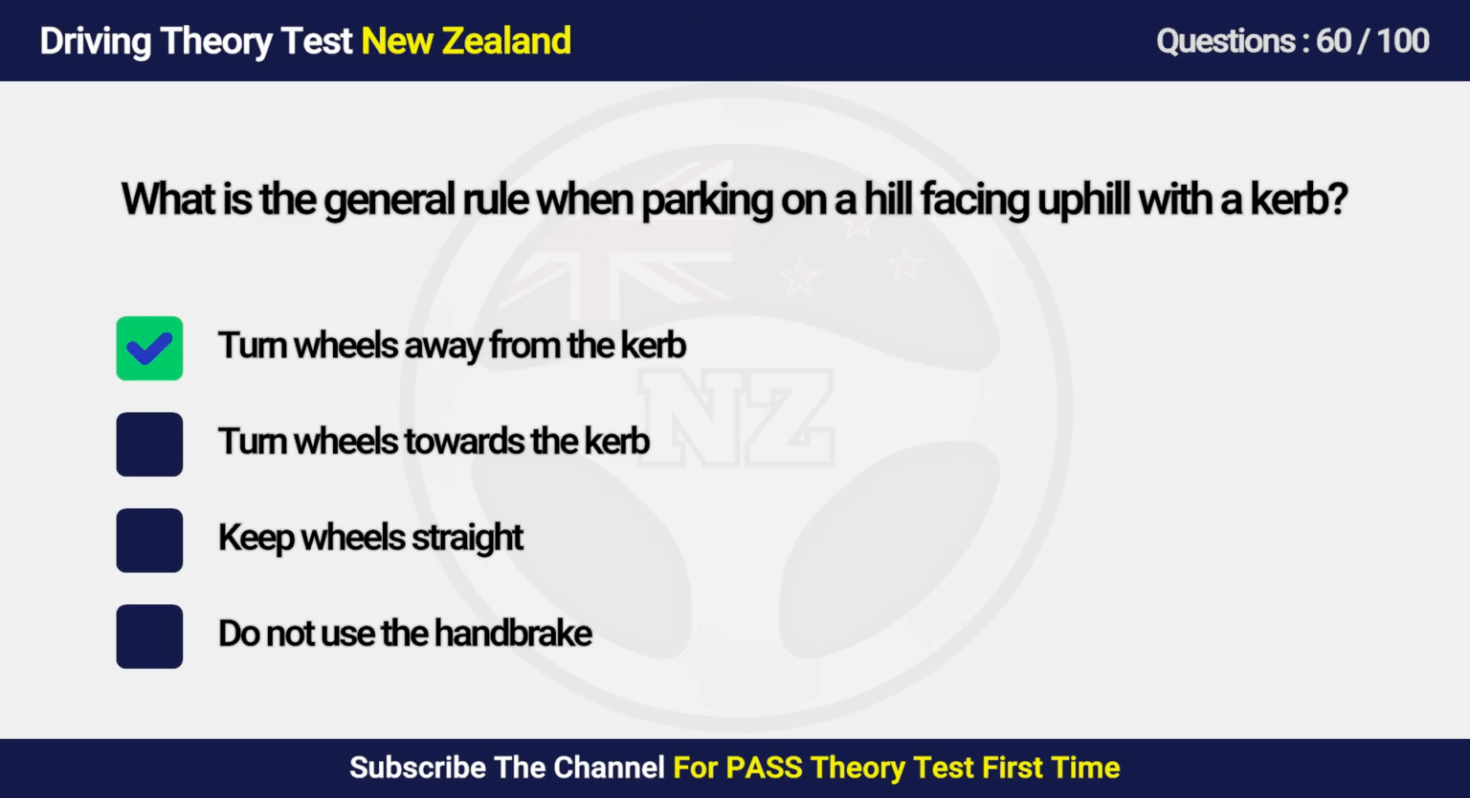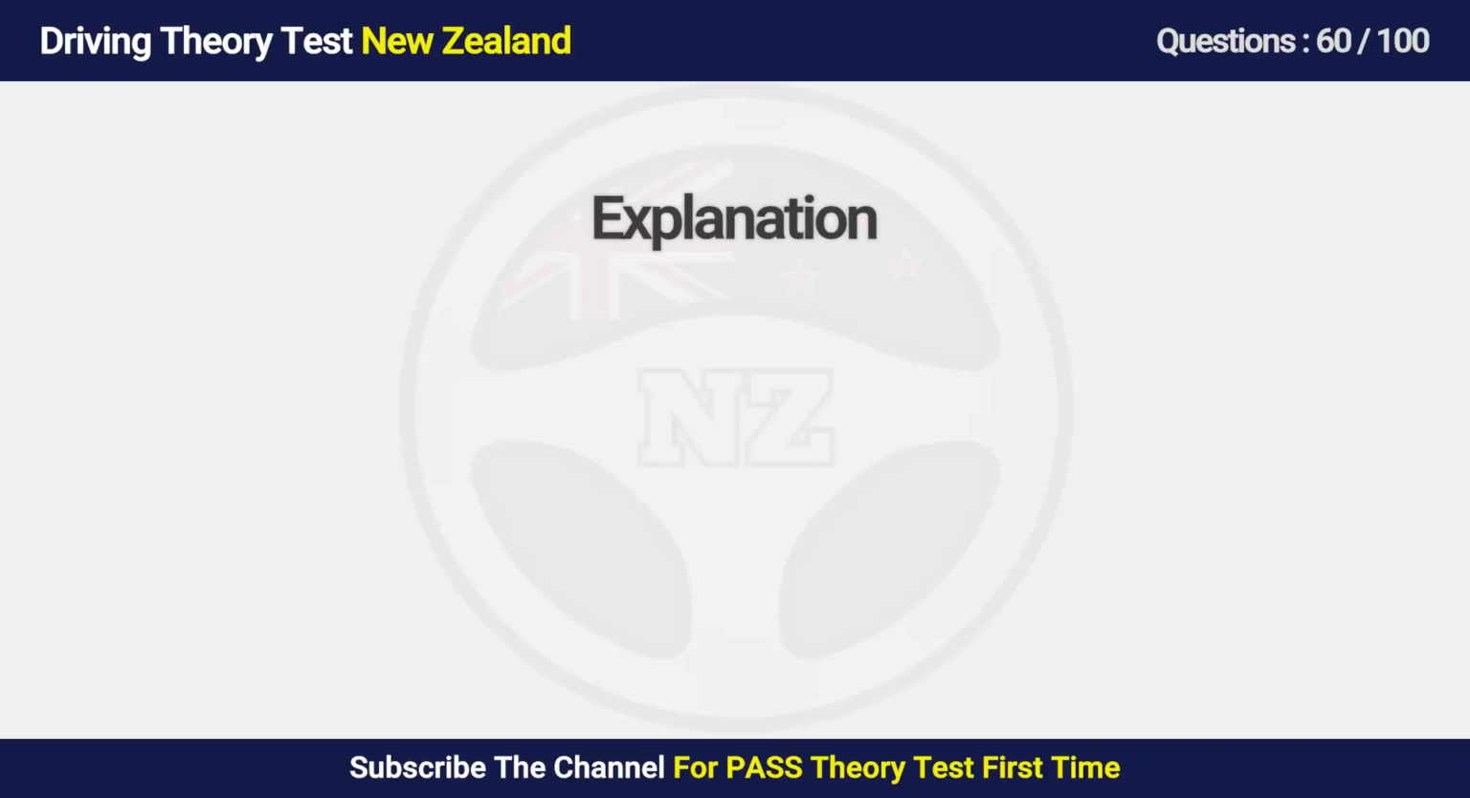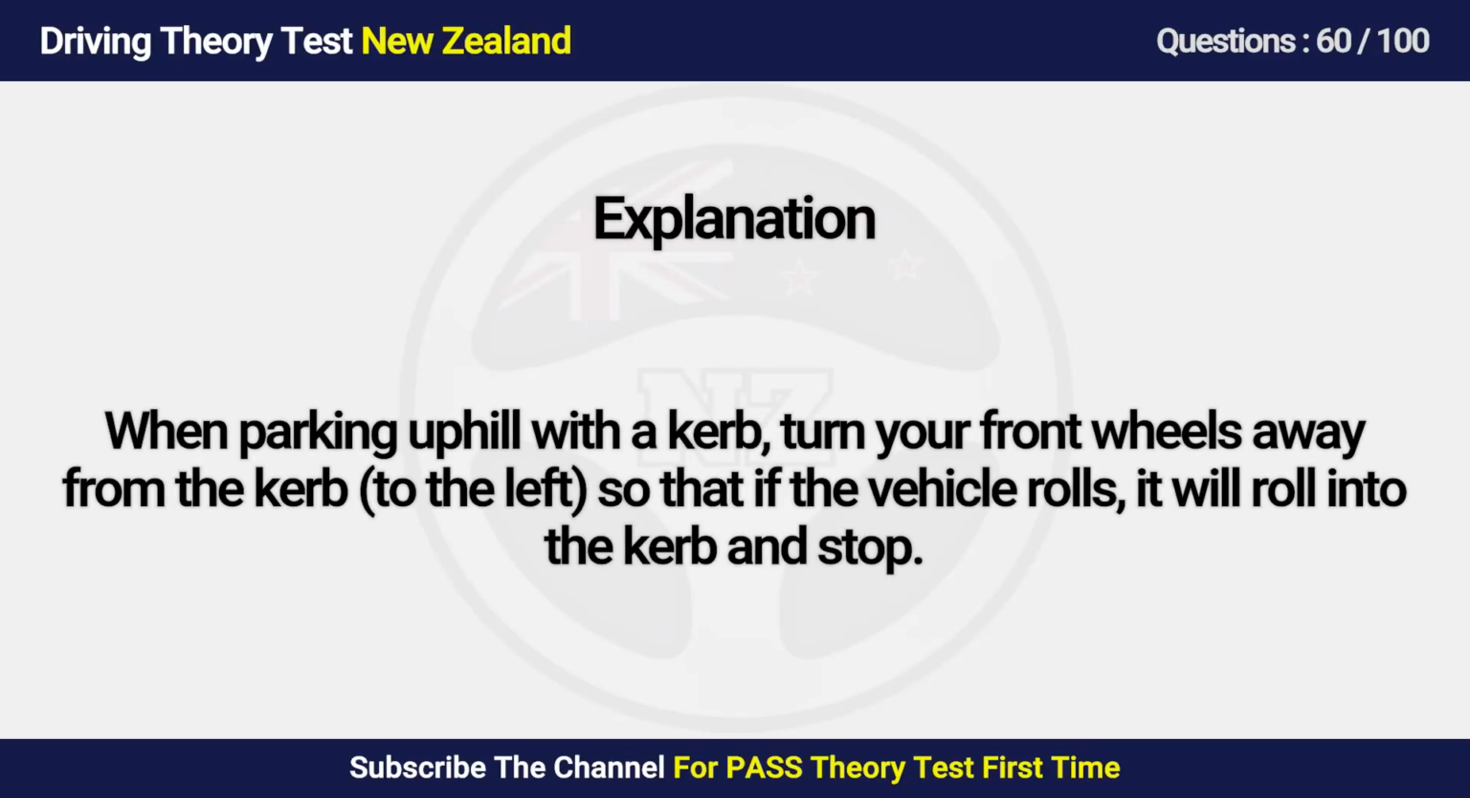Answer is A. Turn wheels away from the curb. When parking uphill with a curb, turn your front wheels away from the curb to the left so that if the vehicle rolls, it will roll into the curb and stop.